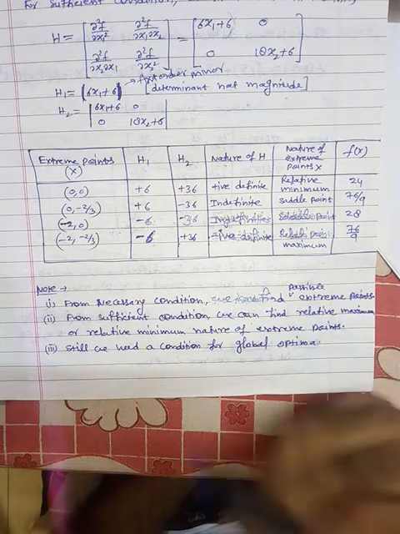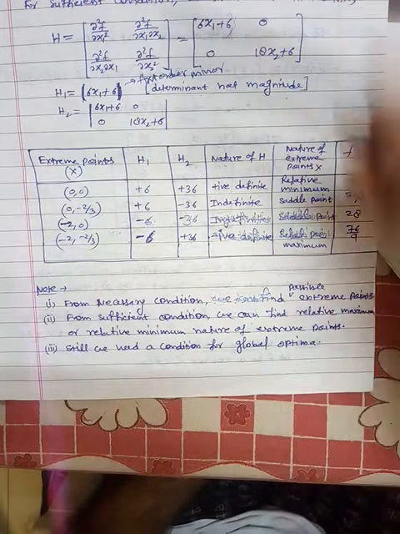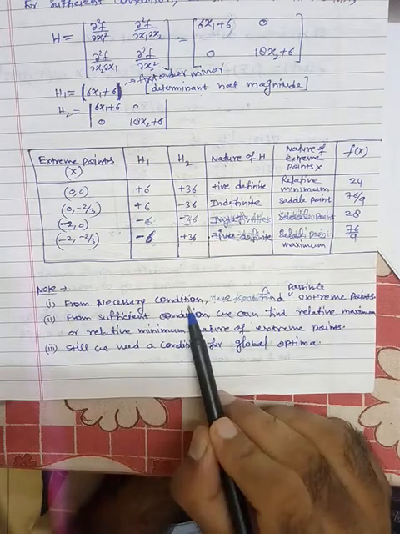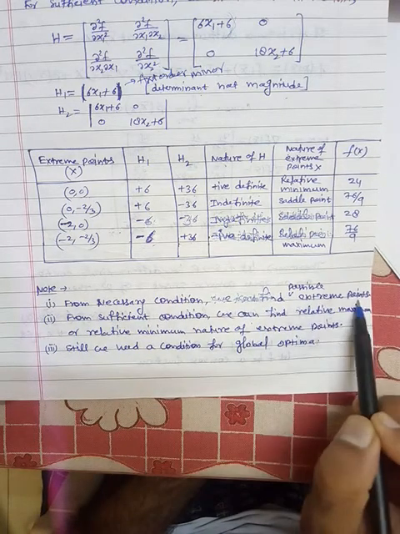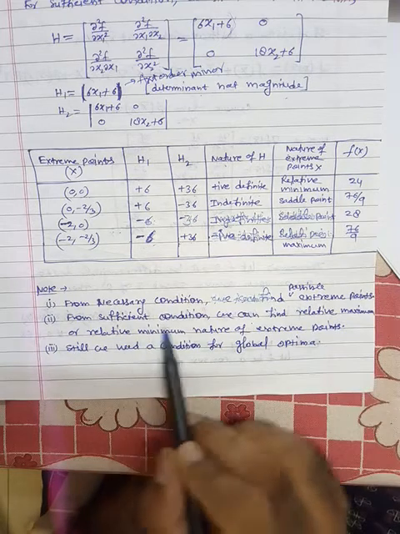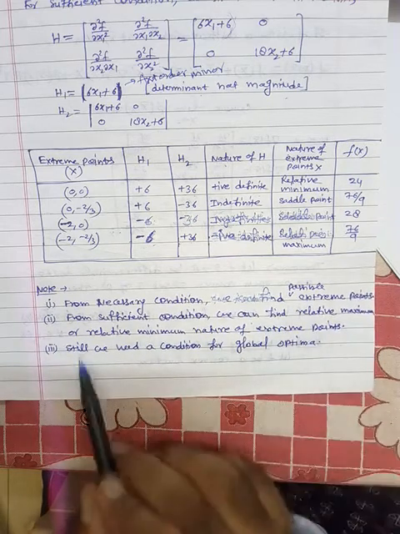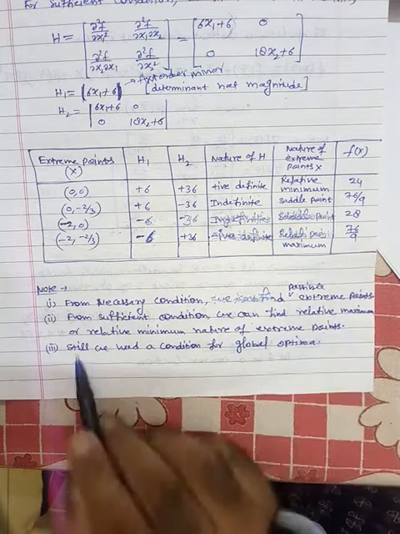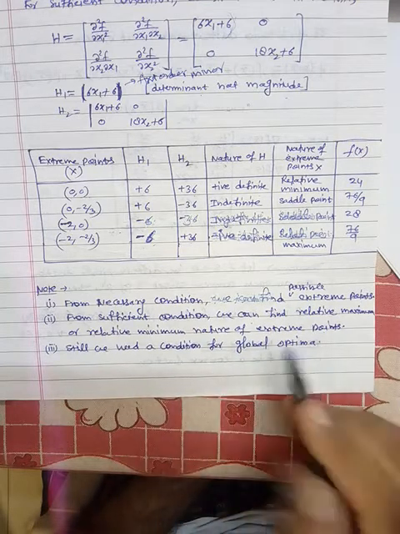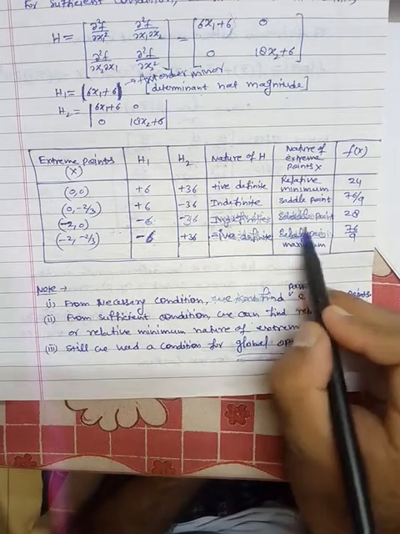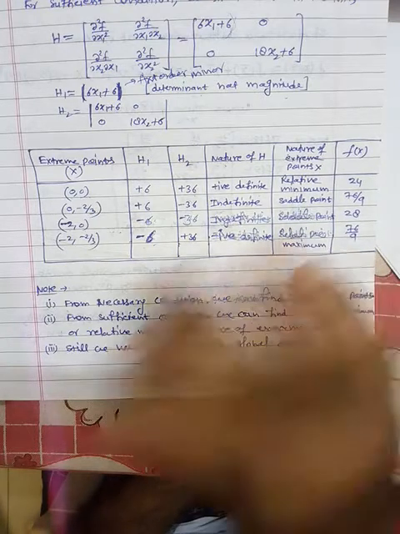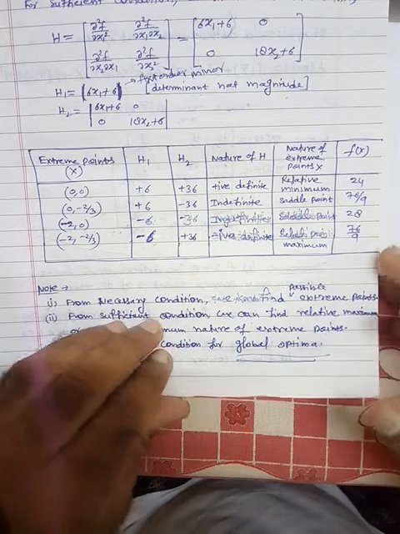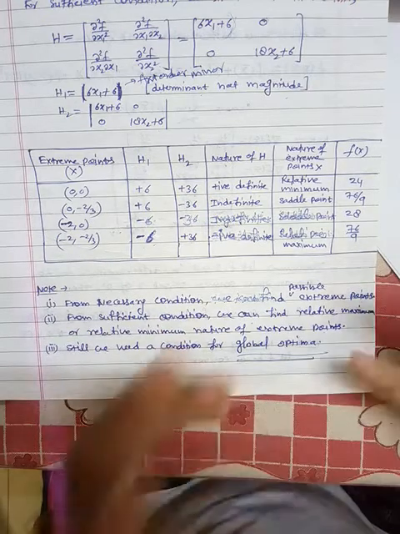So how to find out the extrema with the help of the classical method? This is the way. Now note, from the necessary condition we can find possible extreme points. From the sufficient condition we can find relative maxima or minima, the nature of the extreme points. Still we need a condition for global optima. Here we are using the term relative; we are not saying that this is global. So there is still a need to find the condition for global optima.